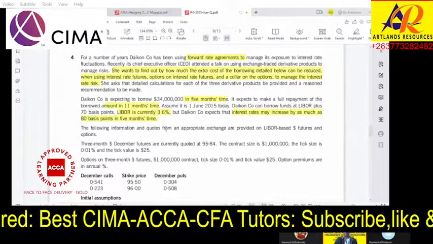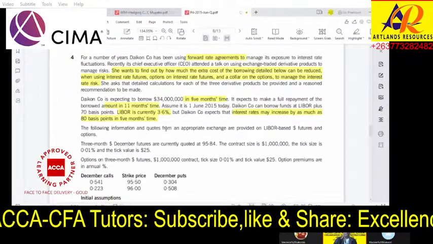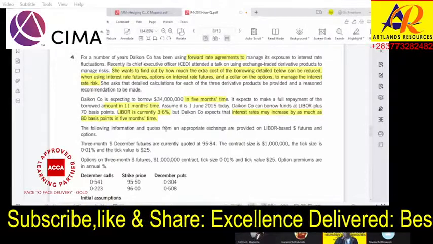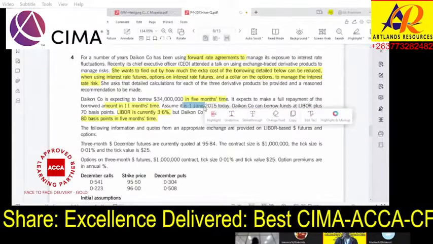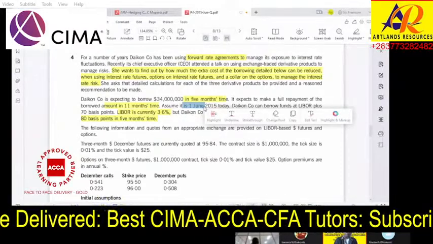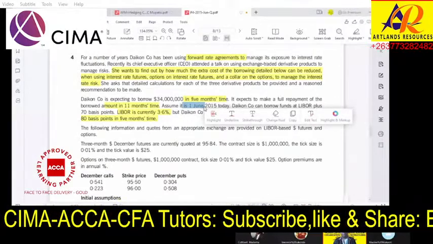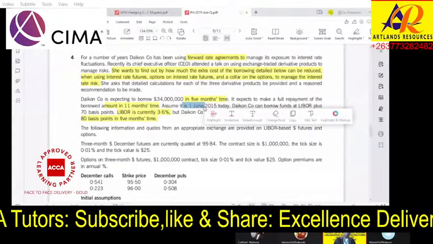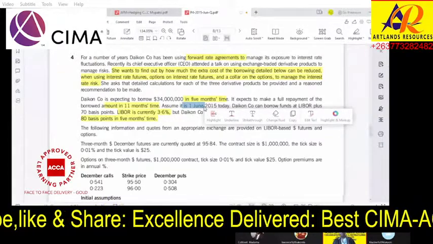The following information and quotes from an appropriate exchange are provided on LIBOR-based dollar futures and options. The three-month December futures. Now, why are they saying December? You may notice they are saying today is 1 June. So you want to borrow in 5 months' time. So let us count our fingers. It's June, July, August, September, October. So you want to borrow on 31st of October. So when you want to hedge using futures, you can only hedge with futures which expire after October. In this case, you can hedge with December futures.